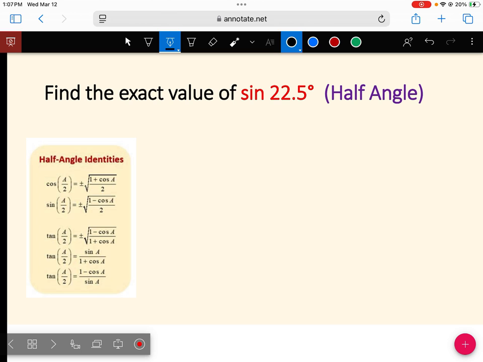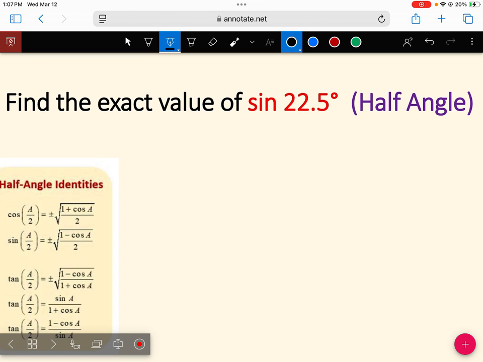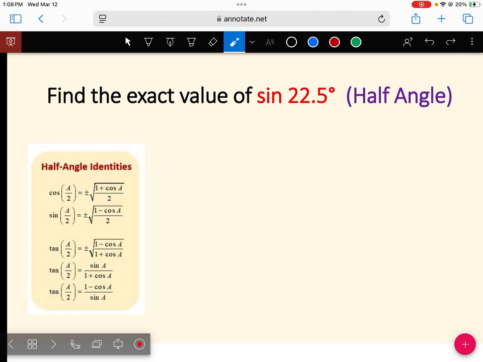So the first thing you have to tell me is, what angle on our unit circle can I take half of and get 22.5? So what angle divided by 2 that's on our unit circle, which one do you think I can divide by 2 and get 22.5? 45. That's important. So I know that theta is going to be 45 in my formula.